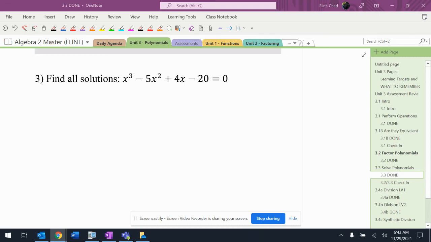So it says find the solutions. All right, the solution zeros, whatever, means factor it, set each piece equal to zero. I look at this, I see four terms. When I see four terms, I tend to think factor by grouping.